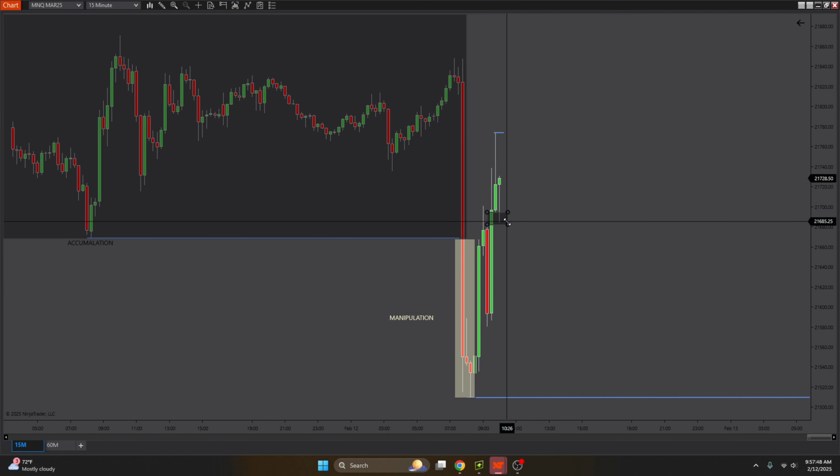Could have, if you want more confirmation, then you break down to the larger time frames. You could have got long there.